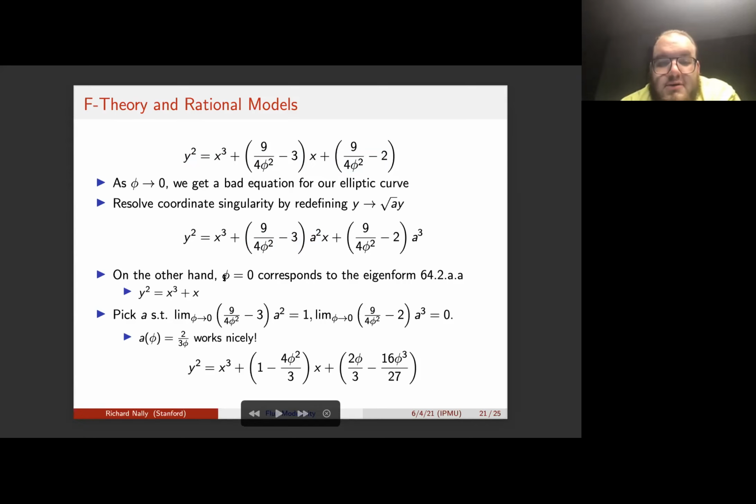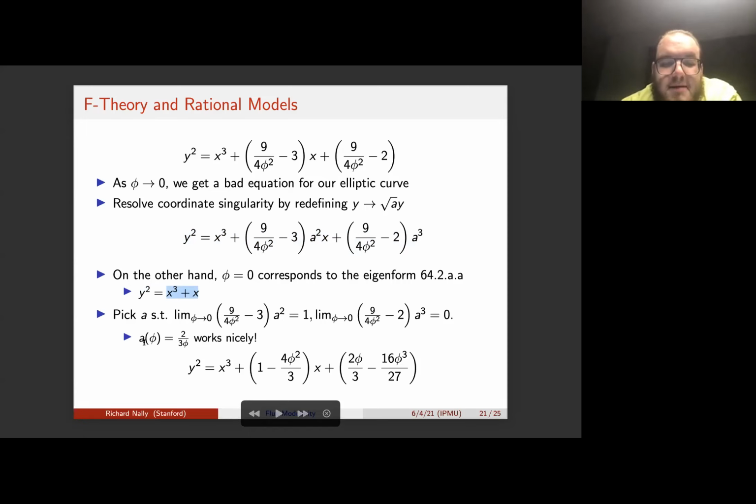Now, from the point counts, we know that phi equals 0 corresponds to the eigenform 64.2.8.8, which is associated to the elliptic curve y squared equals x cubed plus x. So if you put in this elliptic curve by hand at phi equals 0, that is, you pick a such that the limit of this equation as phi goes to 0 gives you this elliptic curve, then you will have a family of elliptic curves that have the right j for each phi and give you the right modular form at one point.